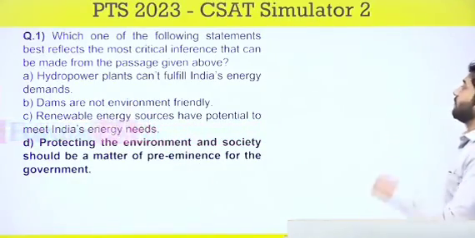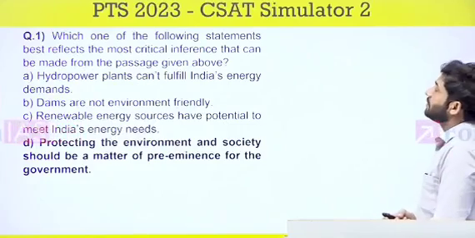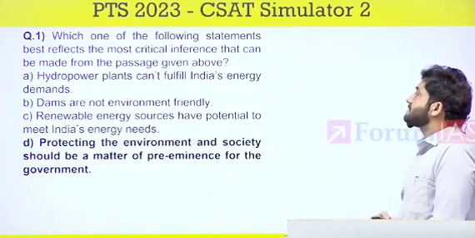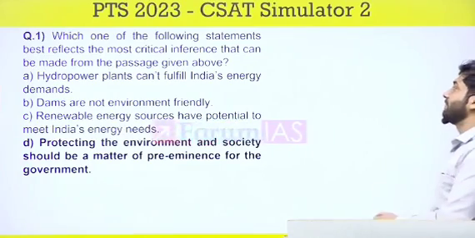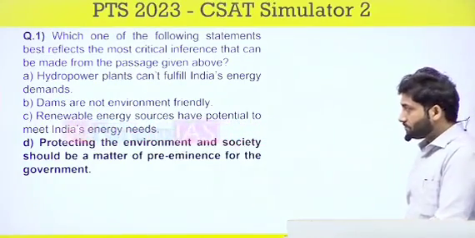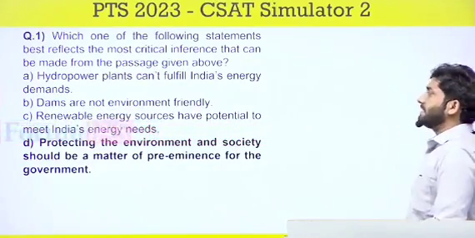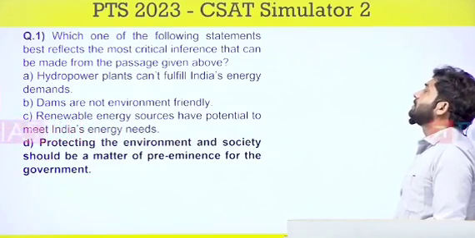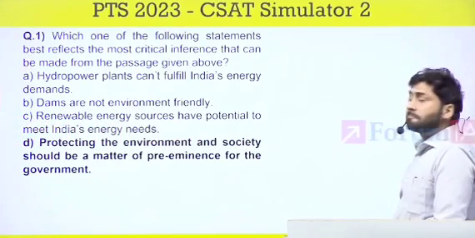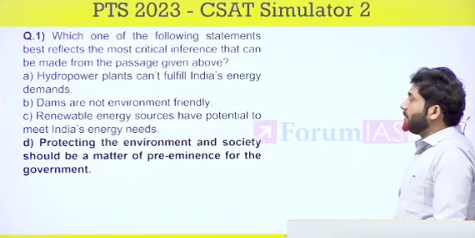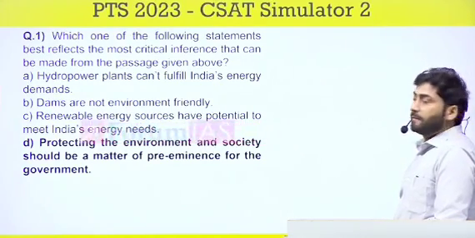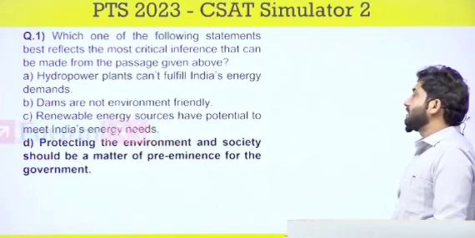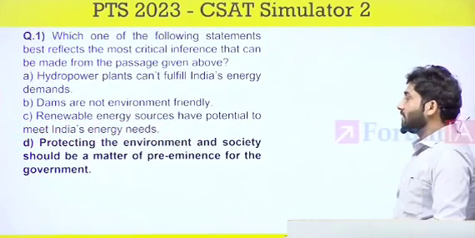Now, which one of the following statements best reflects the most critical inference that can be made from the passage given above? The first option is: hydropower plants cannot fulfill India's energy demands. Second one: dams are not environment friendly. Third one: renewable energy sources have potential to meet India's energy needs. And the last one is: protecting the environment and society should be a matter of preeminence for the government.